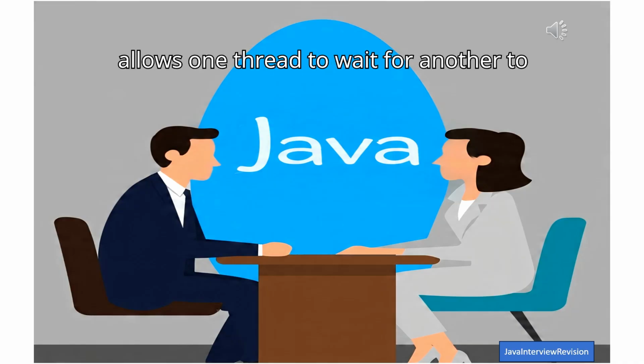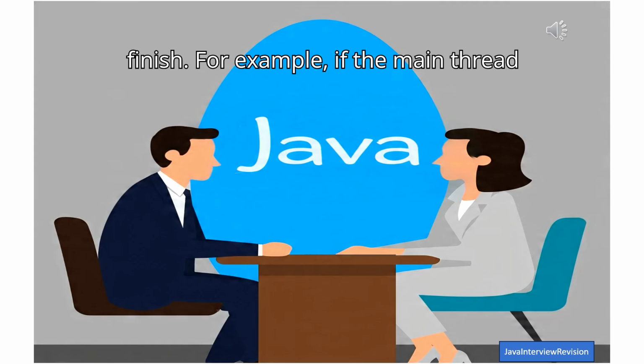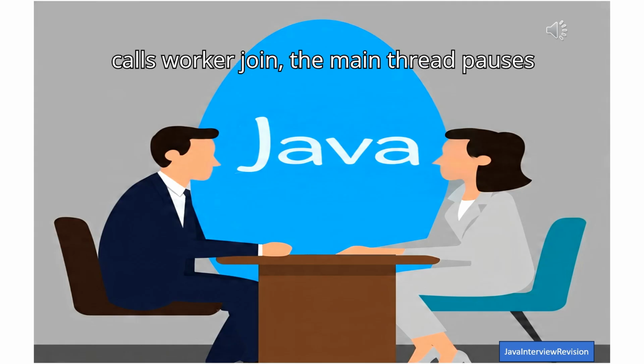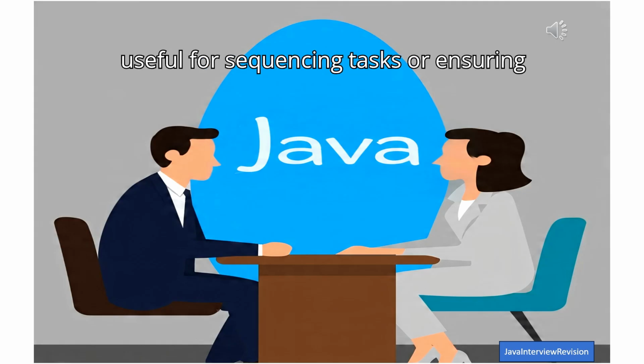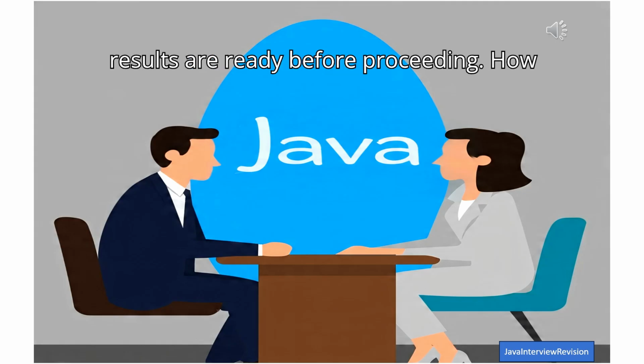What's the purpose of the join method? Join allows one thread to wait for another to finish. For example, if the main thread calls worker.join, the main thread pauses until the worker thread completes. It's useful for sequencing tasks or ensuring results are ready before proceeding.